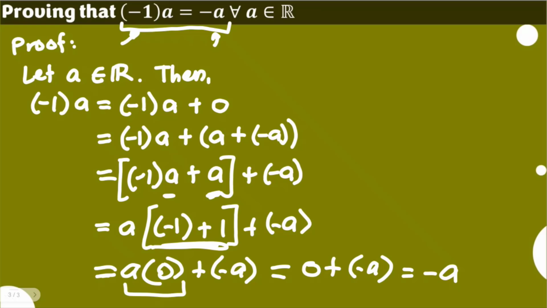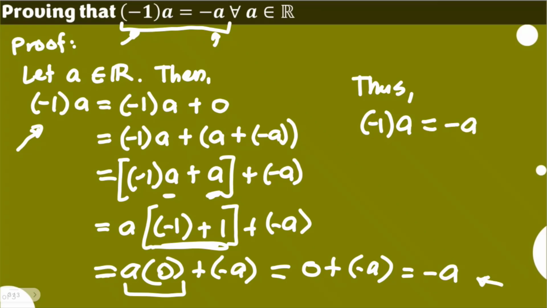Again, this property is very obvious. The product of negative 1 and a is negative a. But since we are relearning some things and the process of proof needed for real analysis, we are doing this method, reintroducing algebraic properties of real numbers. And with this, thus, we have established that this left-hand side, negative 1 times a, is just equal to this right-hand side of negative a.